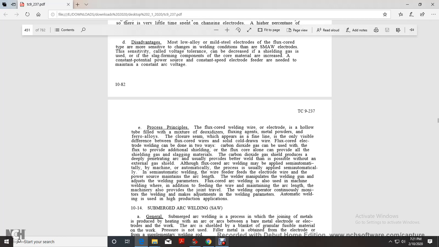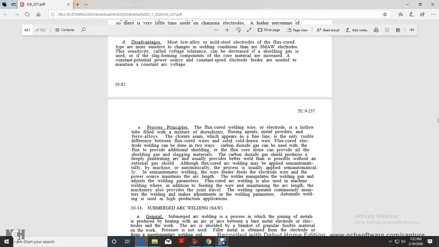Carbon dioxide shielding gas produces a deeply penetrating arc, which is usually better than what is possible without an external gas shield. Although flux core arc welding may be applied semi-automatically or automatically, the process is usually applied semi-automatically. The wire feeder feeds the electrode wire, and the power source maintains the arc length. The welder manipulates the welding gun and adjusts the welding parameters.